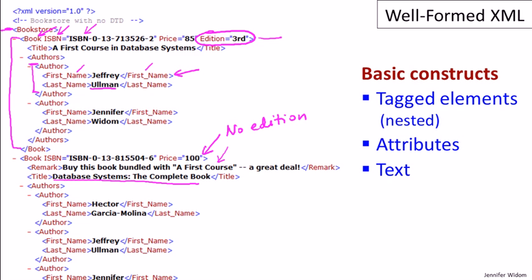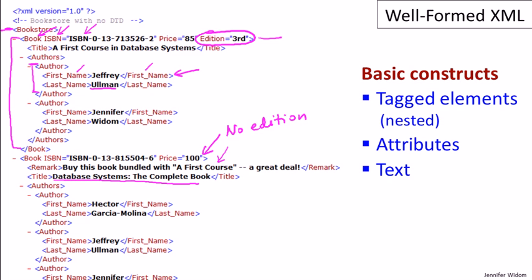Now, in the relational model, we would have to have a column for edition, and we'd have one for every book, although of course we could have null editions for some books. In XML, it's perfectly acceptable to have some attributes for some elements, and those attributes don't appear in other elements.